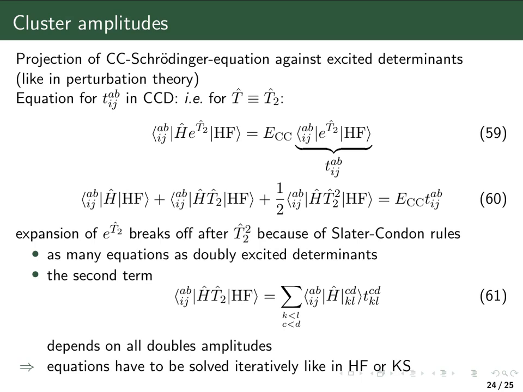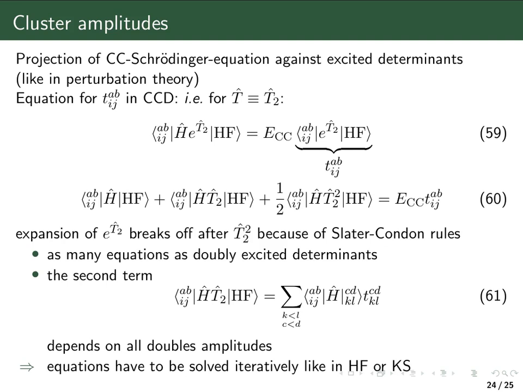Which means the equation from which I want to determine this double amplitude IJAB, unfortunately, on the left-hand side includes all the other ones. Which means I cannot solve this equation alone. I have to solve them iteratively. So I get a similar situation as we had with the Hartree-Fock equations, where the elements in the Fock matrix actually depend on the molecular orbital coefficients, which are things which I want to get from the Hartree-Fock equations.